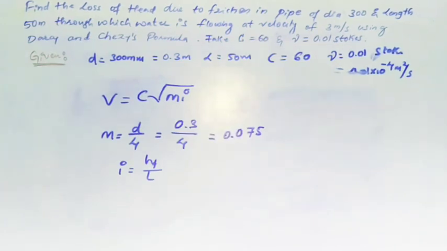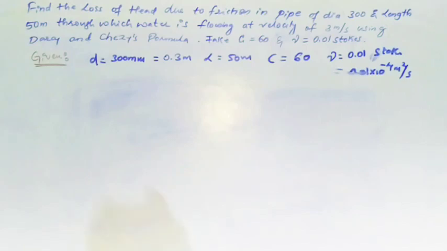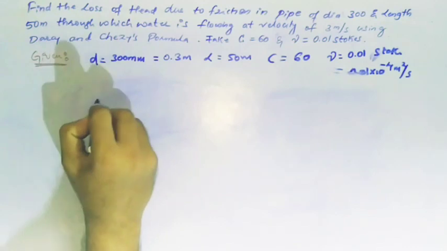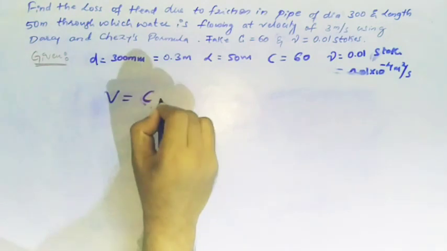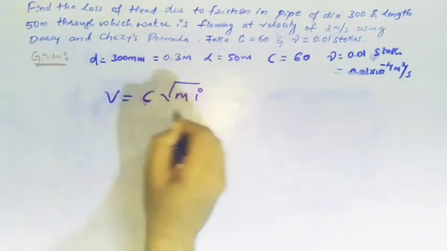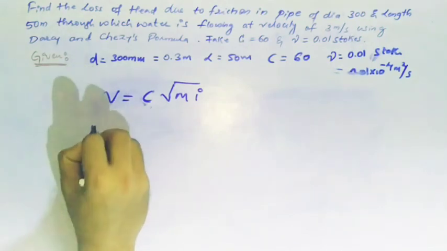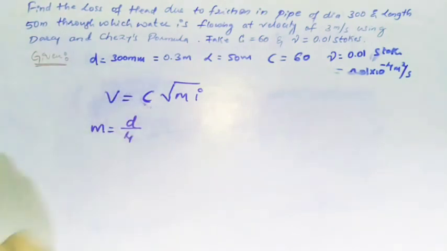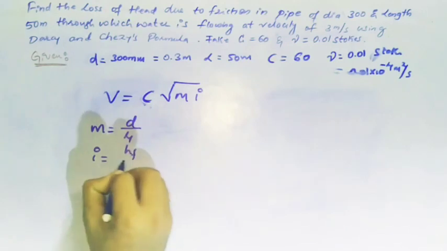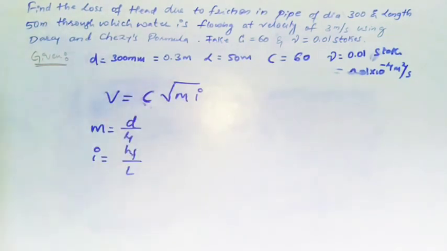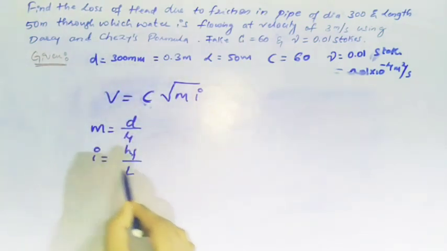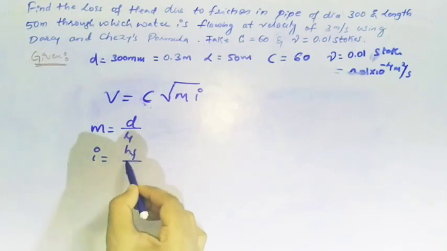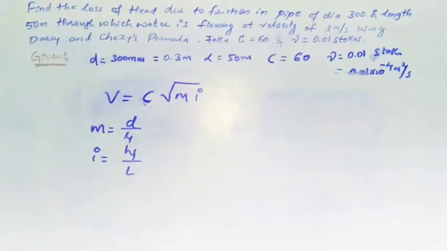Before that, now let us calculate the same loss of head due to friction by the Chezy formula. We know the Chezy formula is given by V equals C into root of m into I, where m is given by d by 4 and I is nothing but HF divided by L. This is a velocity equation. By using this equation, I will get the I value. Then by substituting that in this equation, we will get the HF value.